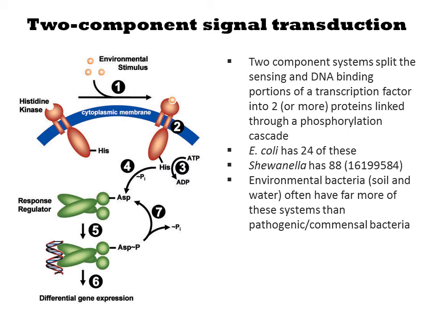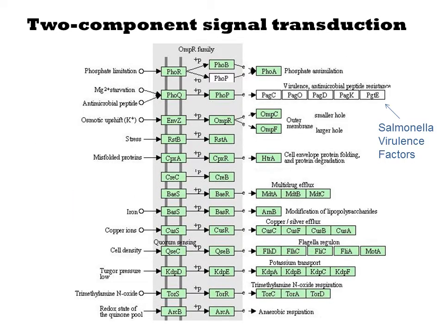E. coli encodes 24 of these systems natively, but other prokaryotes often have far more. For example, the soil bacterium Shewanella has 88 of these systems. In general, environmental bacteria have more need to respond to their external world than do pathogenic or commensal bacteria, and as a result have more transcription factors such as these. This figure shows the different two-component systems in E. coli and Salmonella. They are largely conserved across the enterobacteria.